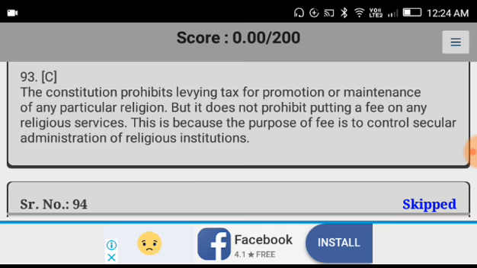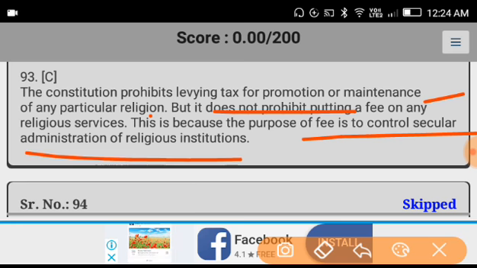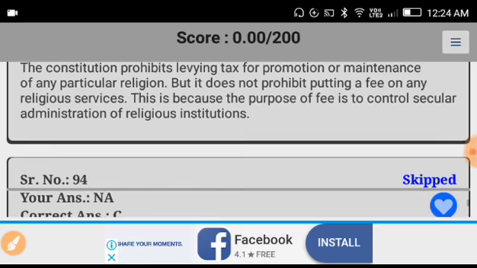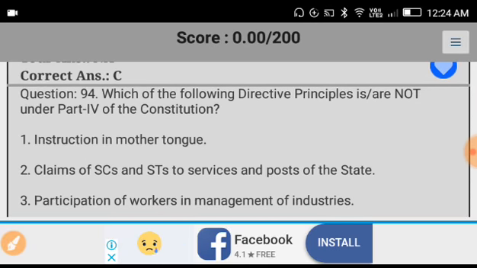The Constitution prohibits levying tax for the promotion or maintenance of any particular religion, but it does not prohibit a fee on any religious service. This is because the purpose of the fee is to control the secular administration of religious institutions. So, next question.